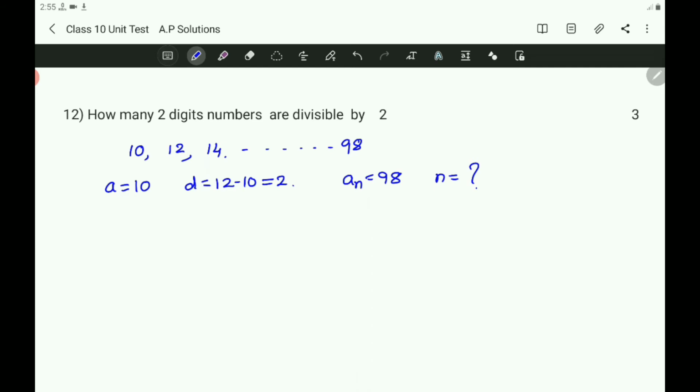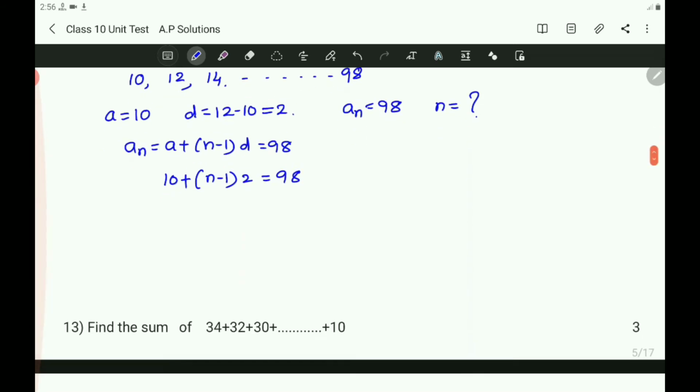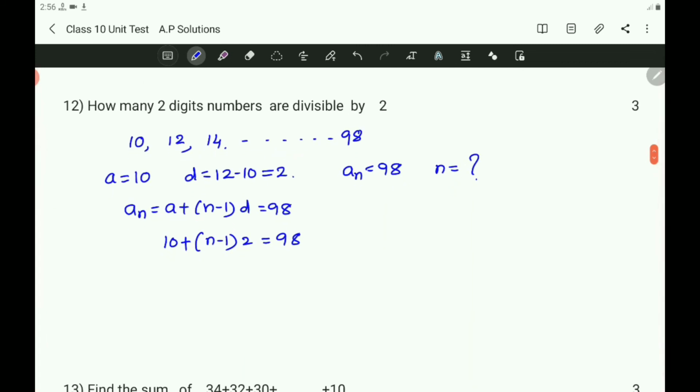And you write the formula for an. an equals a plus n minus 1 into d. That you have to take 98. Then in the place of a you write 10 plus n, you write n only, n minus 1 into d. d is 2, equals 98. Then 10 plus 2n, minus 1 into 2, minus 2 equals 98.